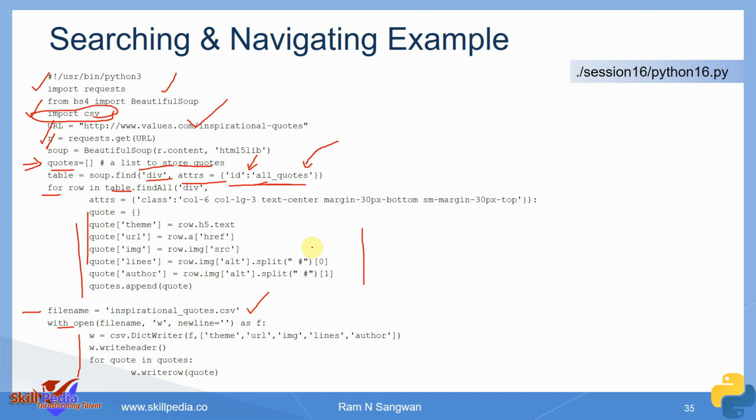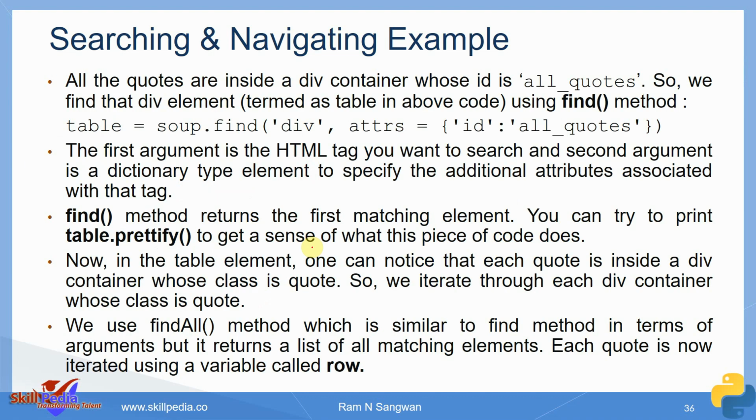So this is the advanced program which is parsing the content of a web page, filtering or extracting meaningful data out of it, and then displaying it. Let's understand what this program was doing. All the quotes are inside the div container whose ID is all quotes. Therefore we find the div element, the table in the above code, using the find method. This was table = soup.find('div', attrs={'id': 'all_quotes'}).